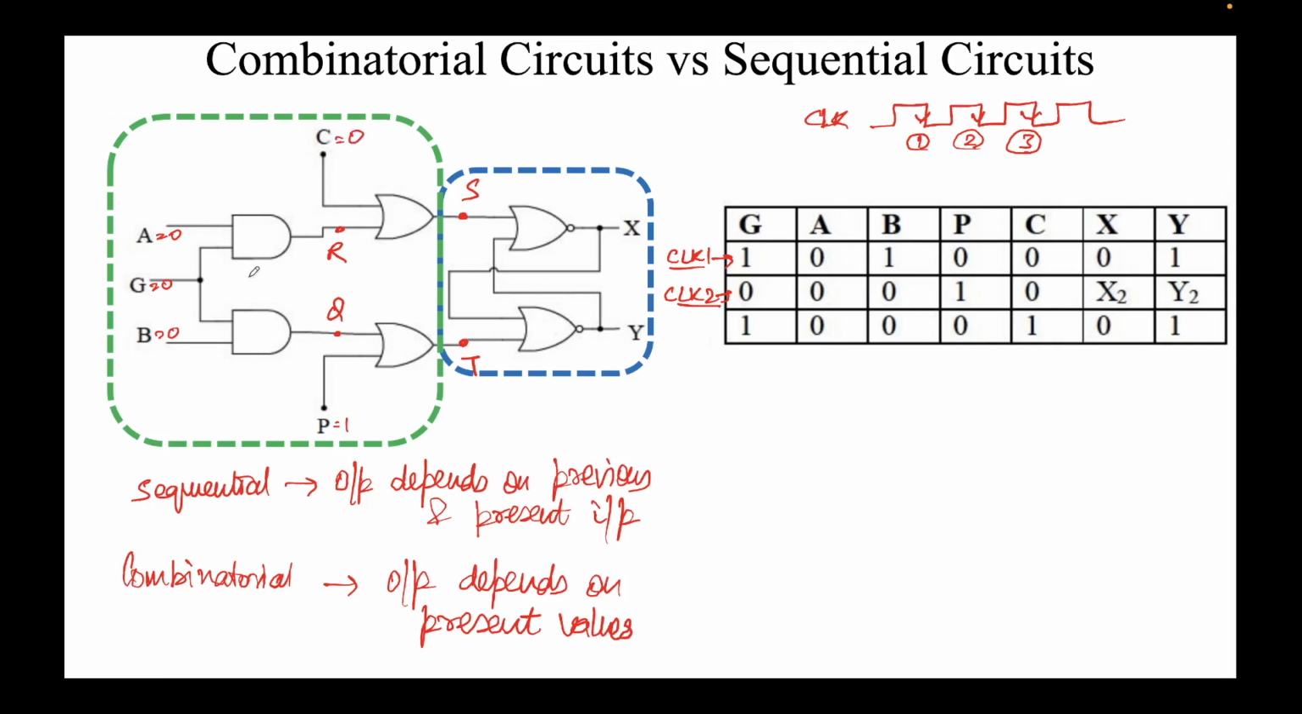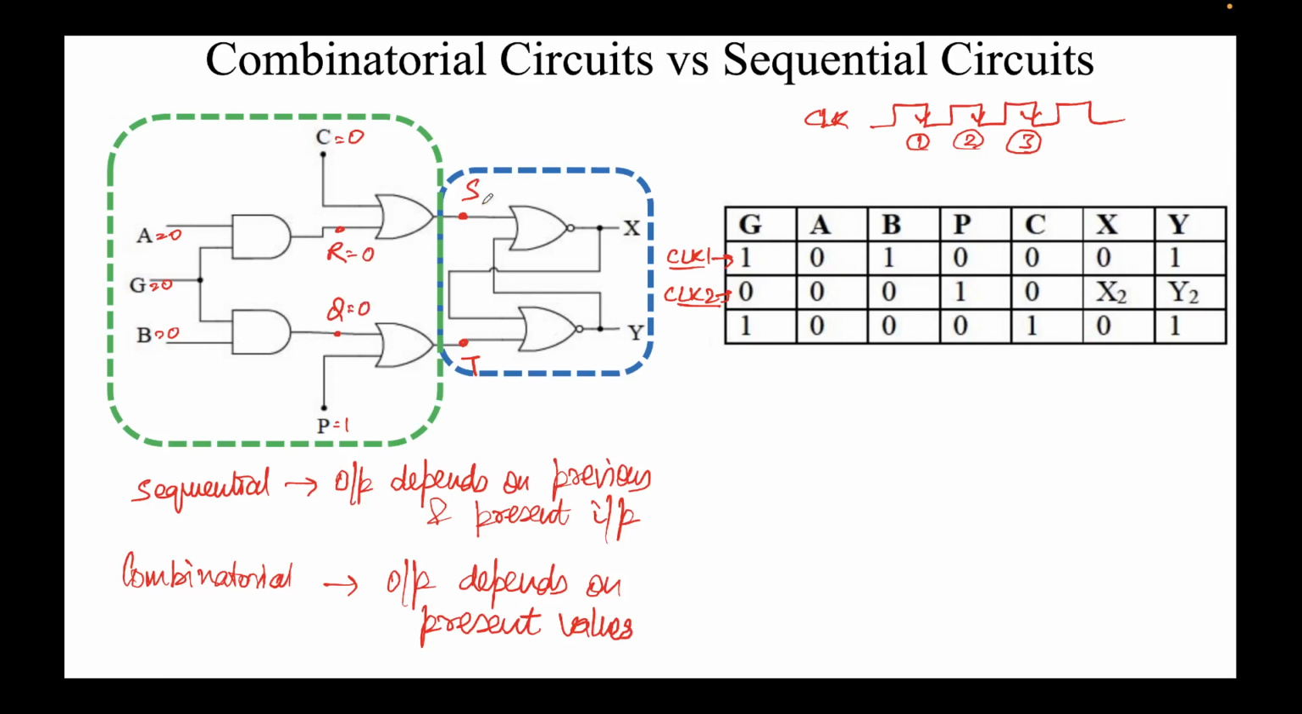So let's try to find what's the value of R. So R would be 0 times 0, because this is 0, this is 0. 0 times 0 is 0. When we try to find out Q, Q will be again 0 times 0. This is an AND gate, so Q will also be 0.